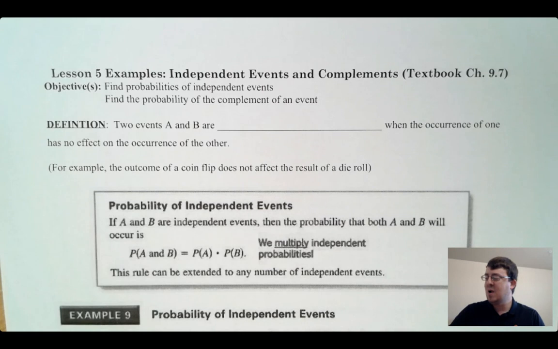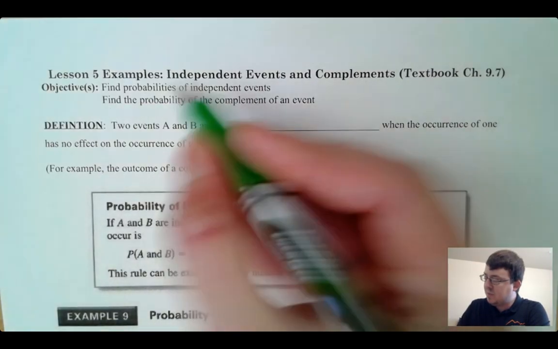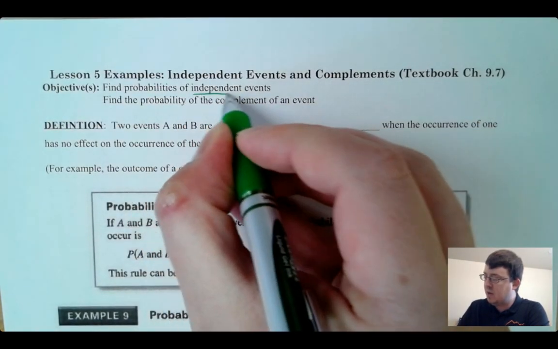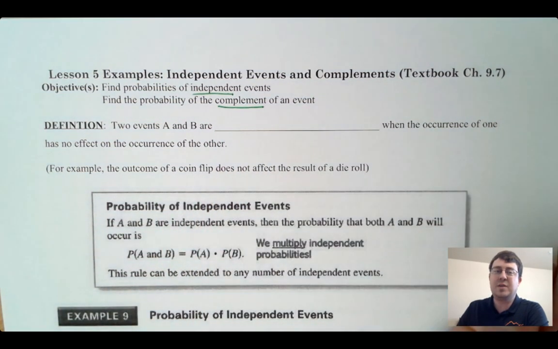Let's go ahead and get right down into it. For lesson 5, we're going to be talking about independent events and complements of events. This is the last part of textbook chapter 9.7 before we move on next time. So, like it says at the top, we're going to be looking at independent events. What are those? And find the probability of complements of events.